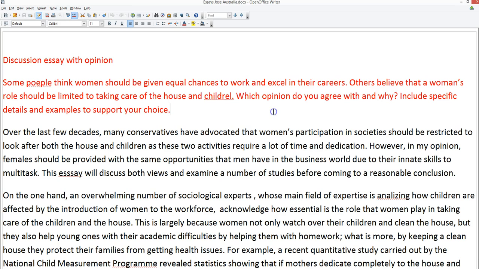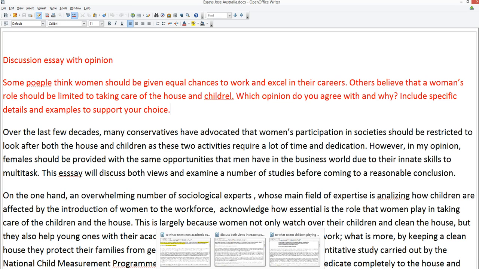Doesn't mention that. Doesn't say many conservatives have advocated. Maybe some of these people could be conservatives, having those kind of views that women should look after house and kids are typically conservative. But in the topic, it doesn't say anything about who expressed these opinions. Okay, so this sentence really, apart from being too long and complex, it's including information that's not in the topic. A simple restatement of the question is all that's required.